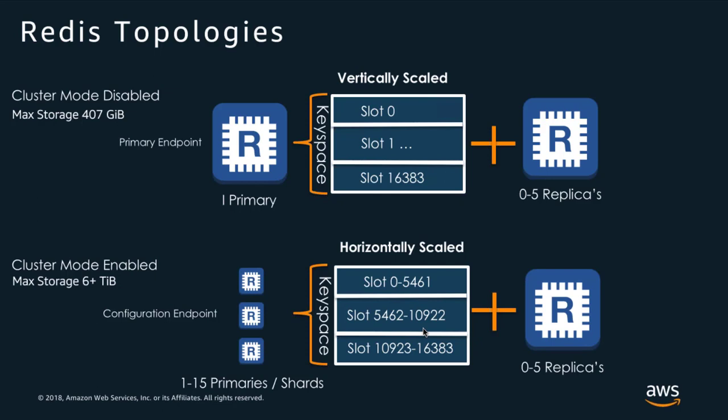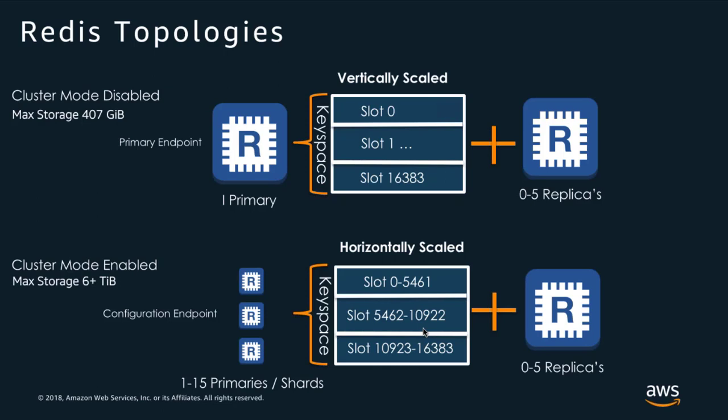Now with the cluster mode disabled, or the classic Redis API support, you get one primary endpoint with up to 5 replicas that can be added with that primary. And so the entire key space within Redis is contained in that one primary endpoint.